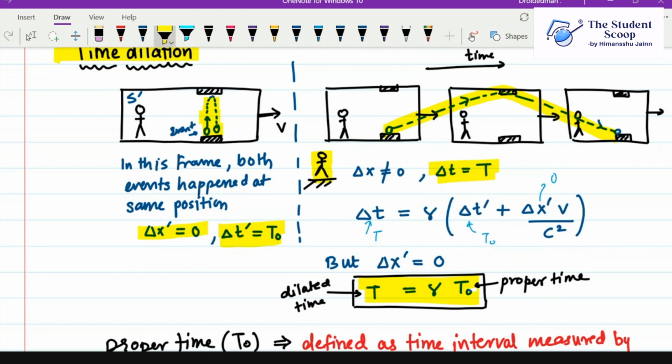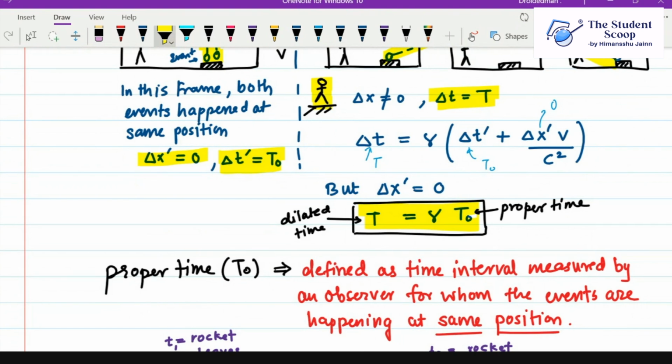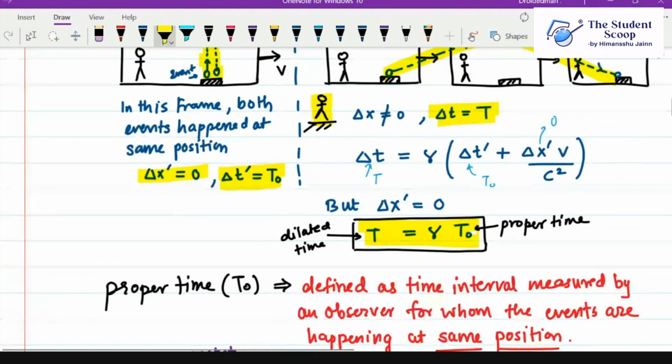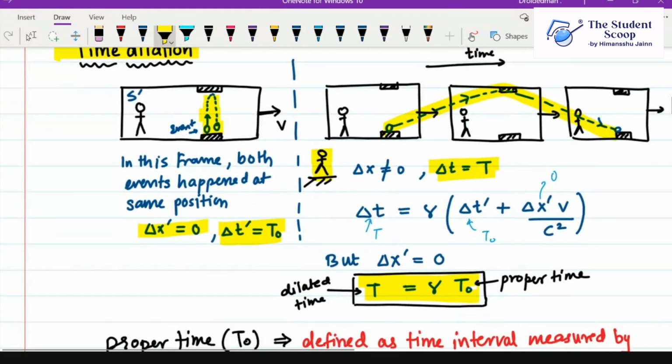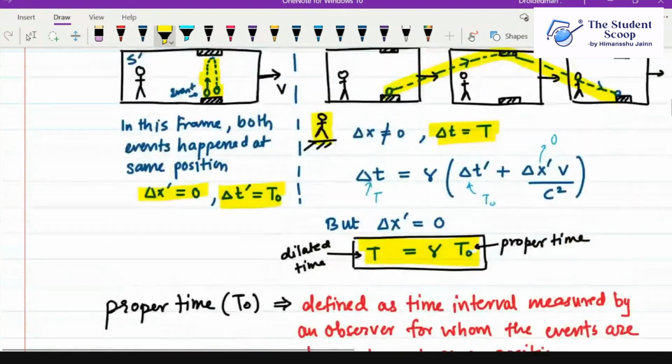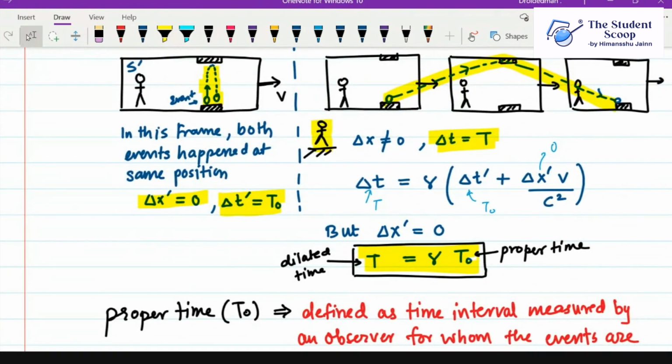Now how do we define proper time? Defining proper time is very simple and straightforward. The proper time is the time interval measured by an observer for whom the events are happening at the same position. Here you can see that for the person in the train, the events are happening at the same position, so he will measure the proper time. So this is the definition of proper time. Proper time has nothing to do with the moving frame or a rest frame. It just means that the proper time is for the frame for whom the events are happening at the same place.